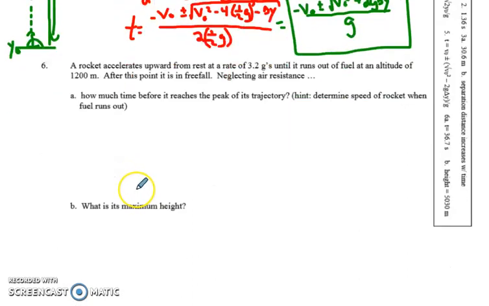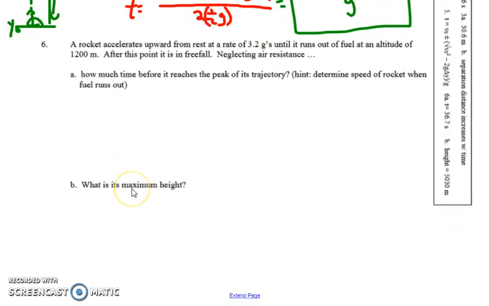All right, so the next one is definitely a multi-step problem. We have a rocket that's accelerating upward from rest at 3.2 Gs until it runs out of fuel at an altitude of 1,200 meters. After this point, it's in free fall, meaning that it continues going. So we're going to break it up into 2 parts. We're going to break it up into the part that the rocket is accelerating. Okay, so that goes up to an altitude of 1,200 meters. All right, so we have 2 problems.